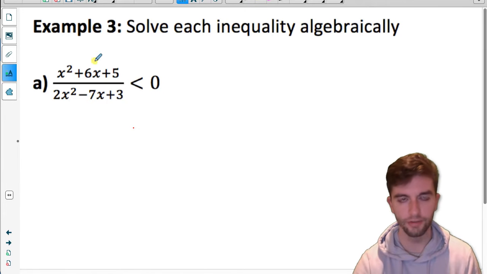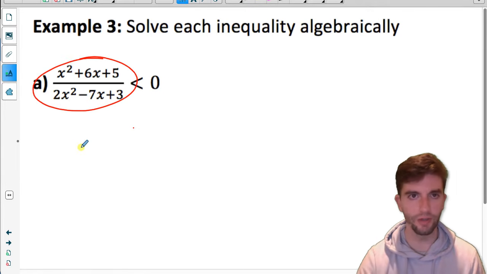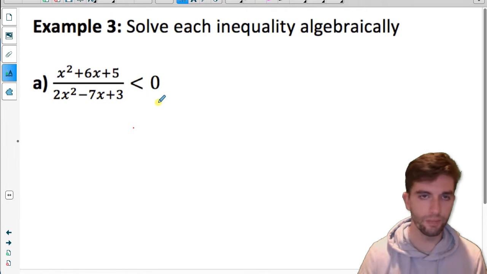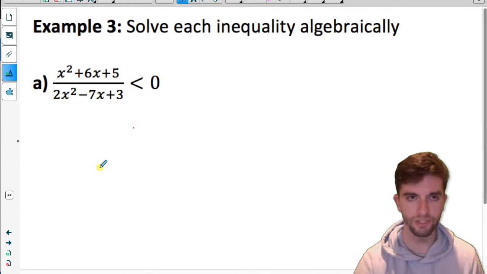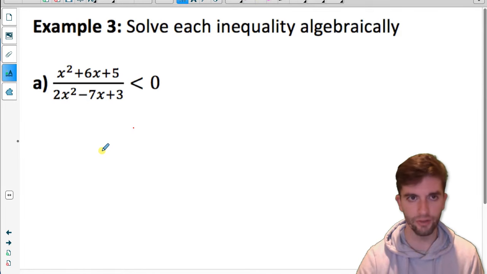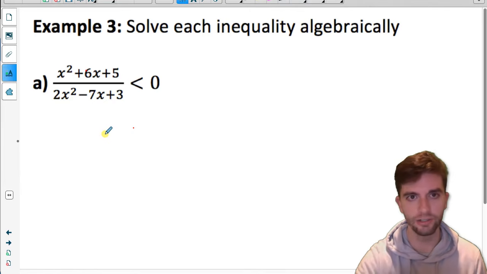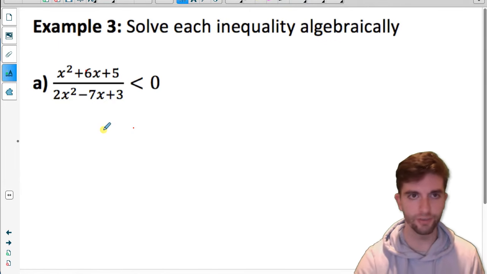So for this first one, all of the terms are already moved to the left. On the right side of the inequality is just 0. So step 1 is done, everything's already moved over. Step 2 says combine everything and write it as a single fraction. Well, this is already written as a single fraction, already done for us. So the first 2 steps of this one are already done.